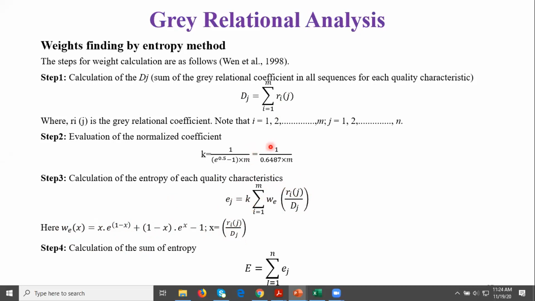K is equal to 1 minus e power of 0.1 minus 1 into M. Here M is the number of experiments. Suppose I am taking 9 experiments, you can take only 9 here. For e to 0.5 minus 1, this is a value you are getting. So that value you have to take. Then, this is the entropy you are taking, the total sum of the entropy, that you have to calculate.